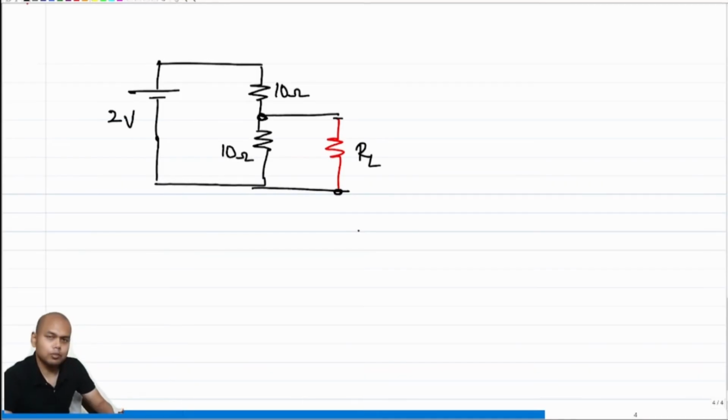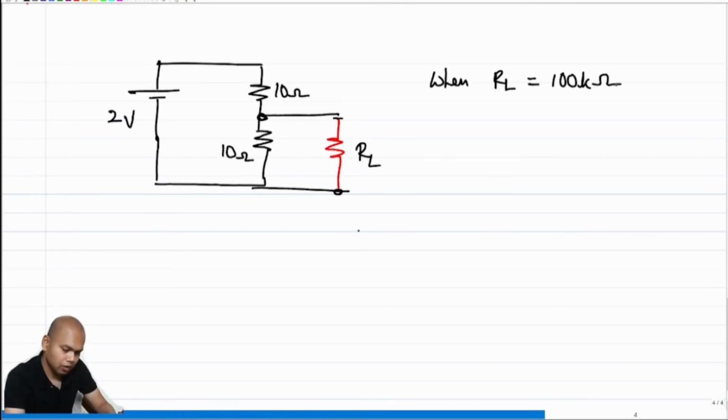Now note that these 10 ohms are hard coded, right? You are not changing these 10 ohms. So when RL is, let's say, 100 kilo ohm, the effective resistance that this battery is seeing is 20 ohms, because you can essentially neglect RL, right? So what is the approximate current that you are drawing? The approximate current that you are drawing is 2 volt by 20 ohms, right? So this is approximately equal to 100 milliamps.